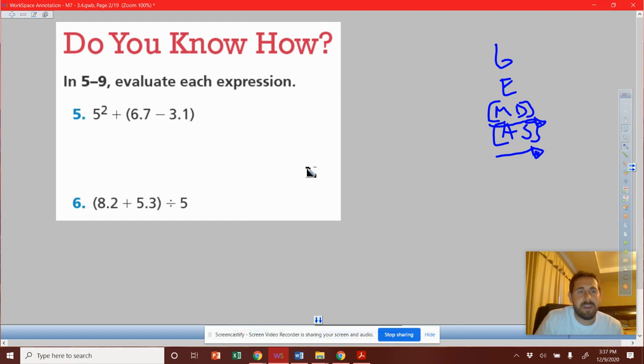All right, so anyways, looking at the first problem, we have grouping symbols. So I'm going to identify that and do that first. So 6.7 minus 3.1 is 3.6. So my grouping symbol is gone. I could bring down the 5 squared. I could bring the plus sign down.